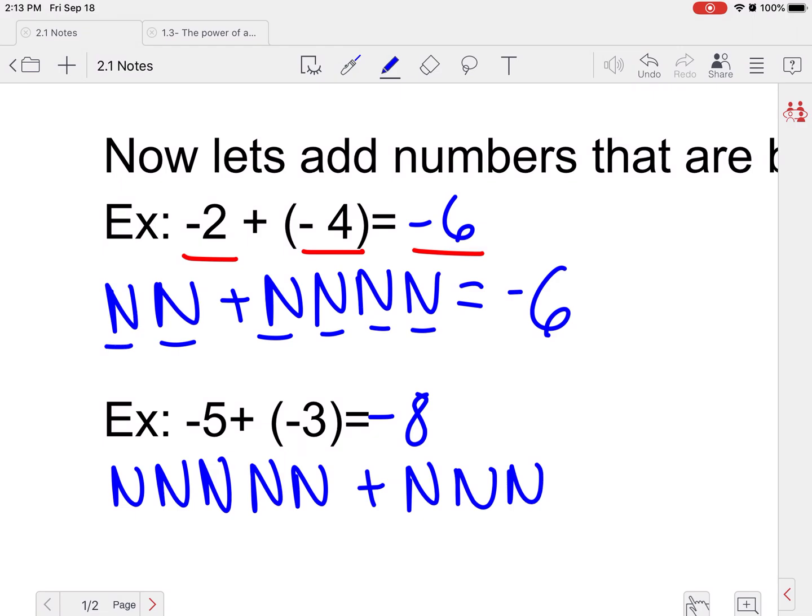Again, same thing, we can think of this as money. We spend $5, so whenever we see a negative sign, that means we're spending money. And then we're spending $3. So we spent a total of $8, and we had no money to start with, so it's a negative 8.